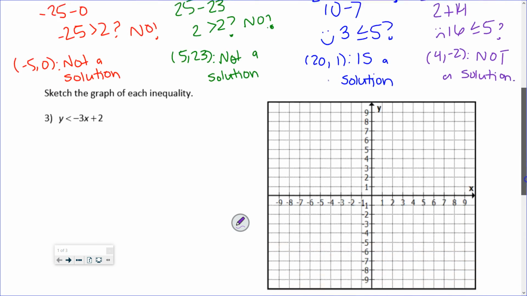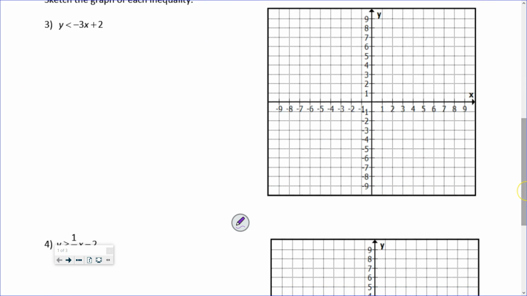Okay, here we go. Number 3. Do I have to change the way number 3 is written before I graph it? No. How come? It's y is by itself, which means we're in the y equals mx plus b, the slope-intercept format. So how am I going to start drawing my line? Where are we going to go? We are going to start at a y-intercept of 2.